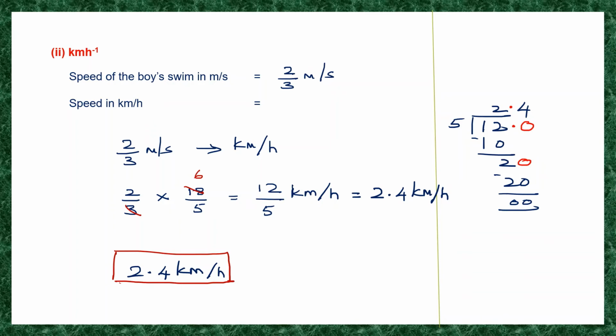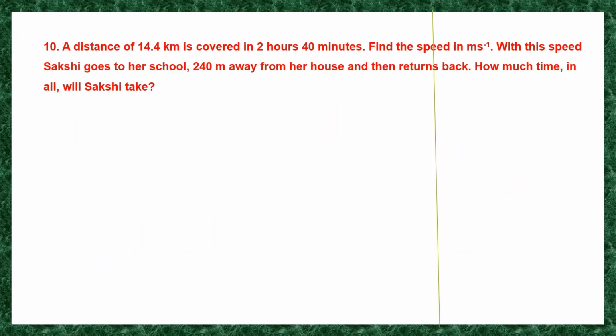Let's go on to the next question. Question 10. A distance of 14.4 kilometers is covered in 2 hours 40 minutes. So this is the time, this is the distance. Find the speed in meters per second. That's the first question, first part. We have to find the speed, and that too in meters per second.